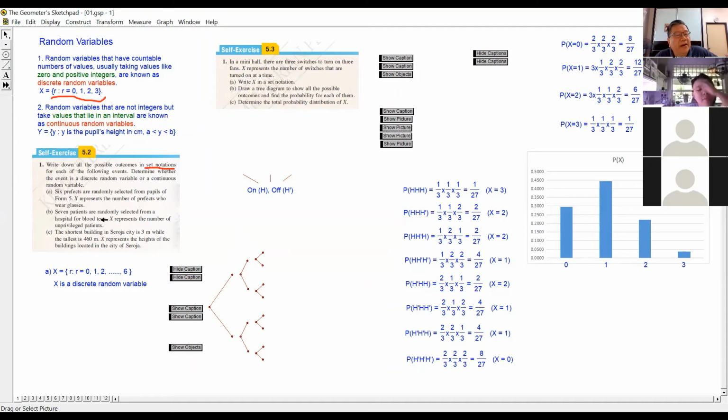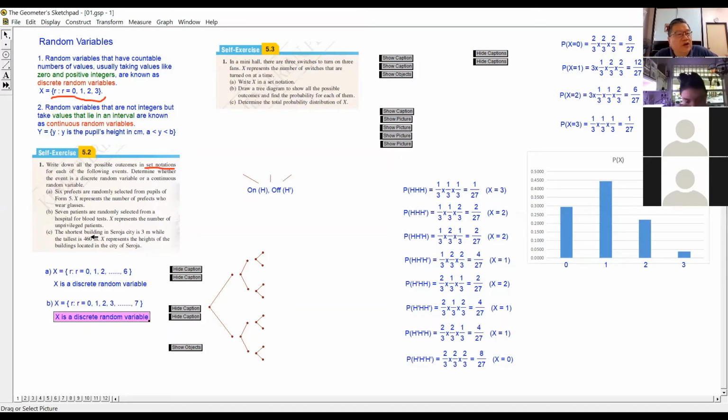Part B, X represents the number of underprivileged patients. How many of them altogether are selected? Seven patients. How many of them are underprivileged? Possibly how many? Can it be zero? Yes. Can it be one? Yes. Tell me the numbers: 0, 1, 2, 3, 4, 5, 6, 7. Correct, right? So this is a discrete random variable.